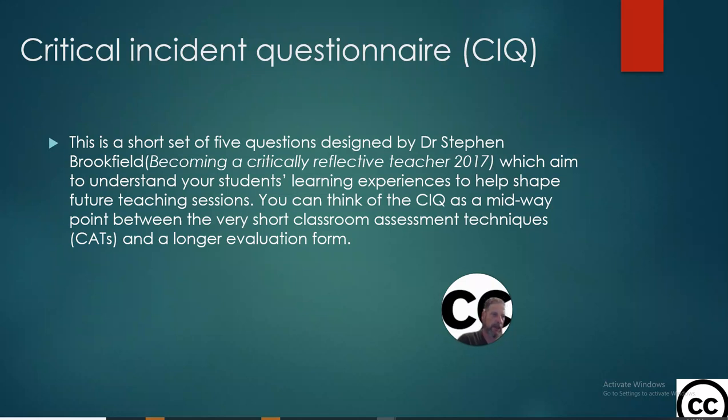So I also needed some context of what are these things I want to know? Like, what are some of the questions I can ask? So in Brookfield's Becoming a Critically Reflective Teacher, in another resource I found, he talked about the critical incident questionnaire. So this is a set of 5 or more questions designed by Brookfield, which aim to understand your students' learning experiences and help shape the future. So I got more tools available to me. And let's go through some of these questions that he had suggested.